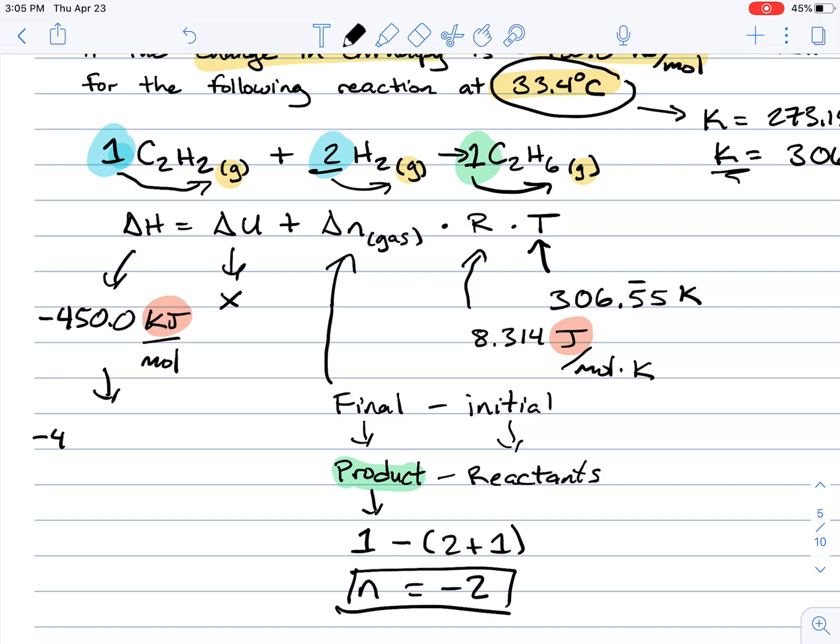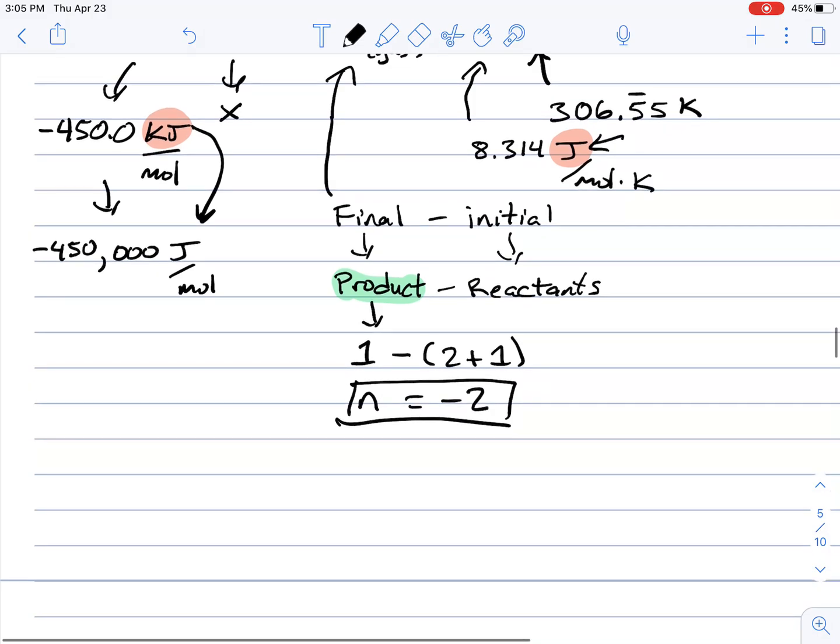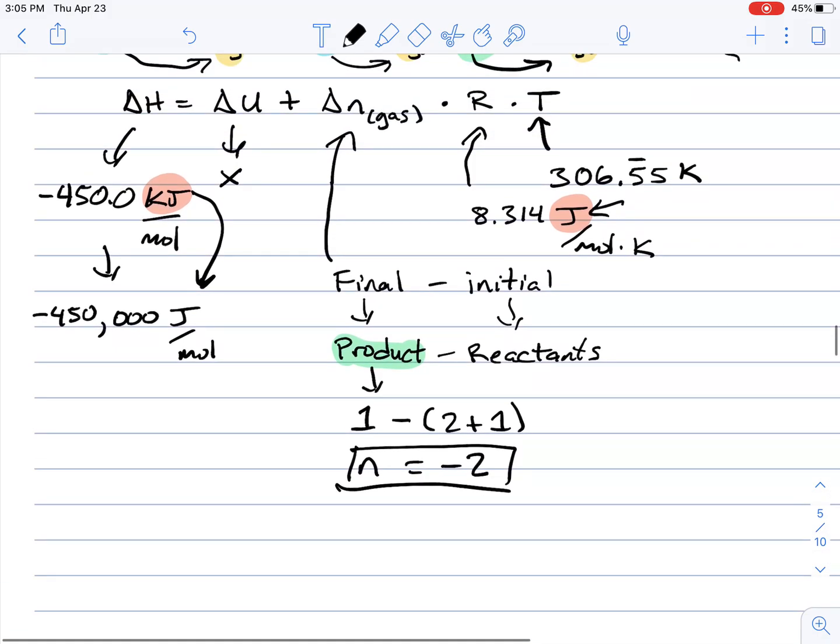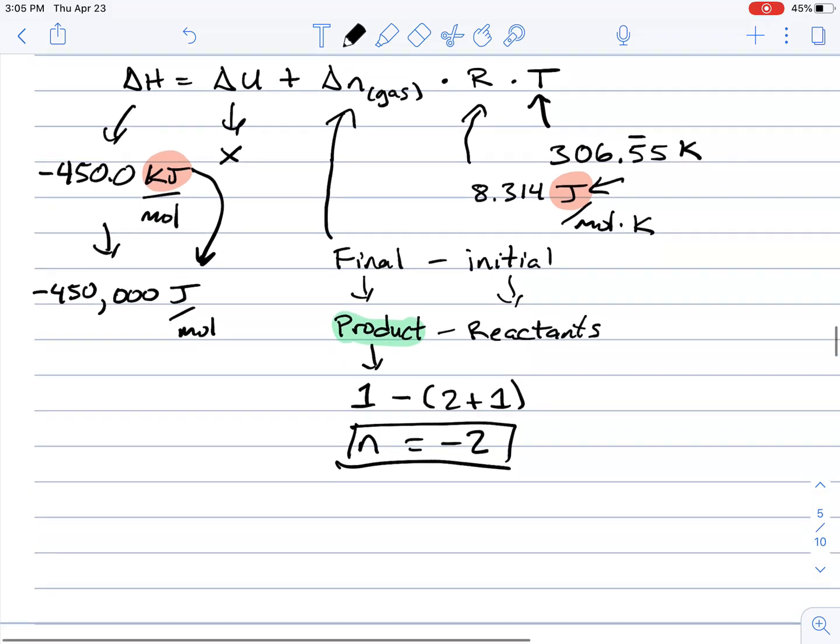So I get negative 450,000 joules per mole. And so it allows you to convert kilojoules to joules by multiplying by 1,000, which now matches your gas constant. Okay. And so if I clean up my work, I'm going to make sure I have all the values and the units written out.